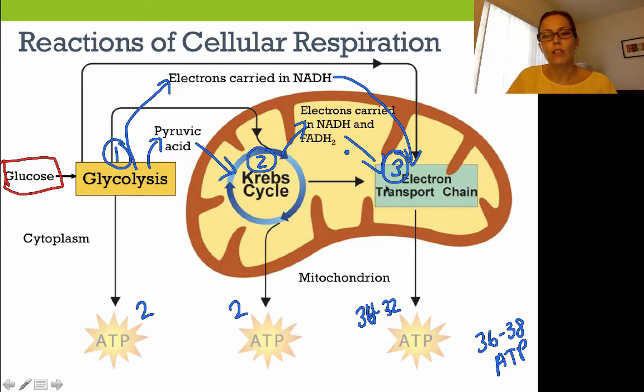Those electron carriers are then going to head to our third step, the electron transport chain, which is where we're going to be producing the majority of our ATP. And then 34 plus 2 plus 2, that gives us 38 ATP. If we're having a slow day, we might produce only 32 ATP, so we might get only 36 ATP. It varies.